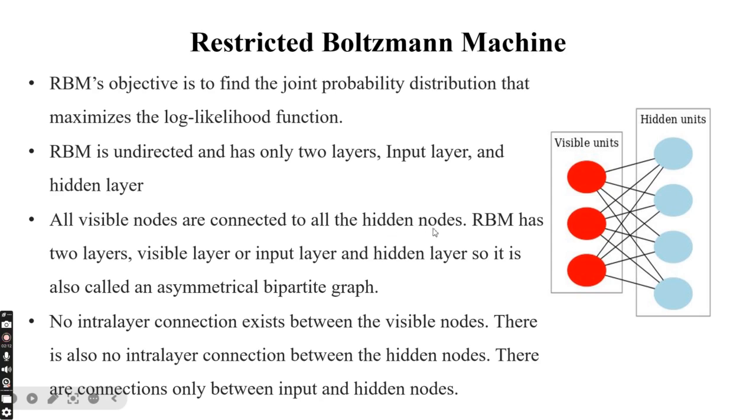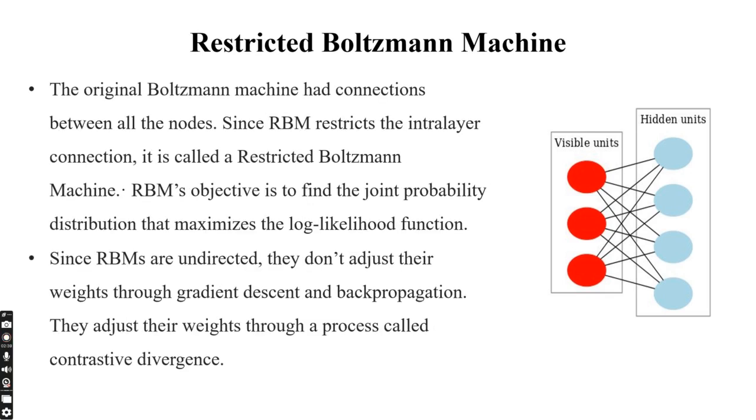Visible nodes are connected to all the hidden nodes. In RBM, the two layers, visible layer and hidden layer, are called a symmetric bipartite graph. No intralayer connection exists between the visible nodes. There is no intralayer connection between the hidden nodes. There are connections only between hidden nodes and the visible nodes. The original Boltzmann machine had connections between all the nodes. Since RBM restricts the intralayer connection, it is called a restricted Boltzmann machine.